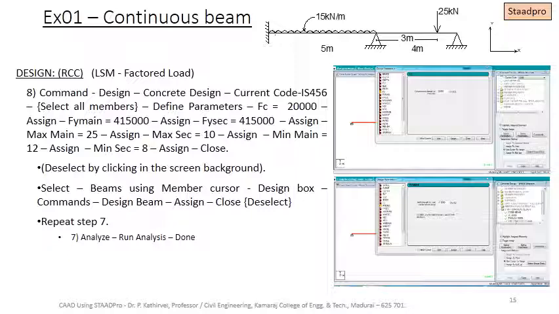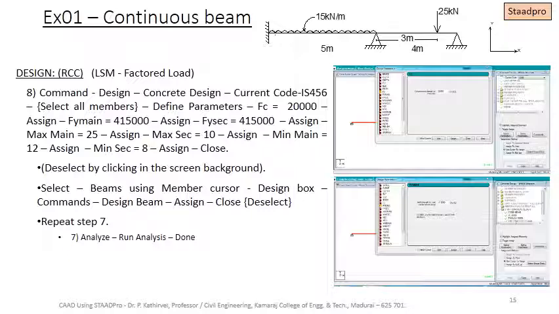Click assign, and if necessary the maximum and minimum ranges of the main and secondary bars can be entered. Now select maximum main, you can enter an example of 25 mm, assign. Maximum secondary 10 mm, assign. Minimum main 12 mm, assign. Minimum secondary 8 mm, assign. Close. Now deselect by clicking in the background of the screen.